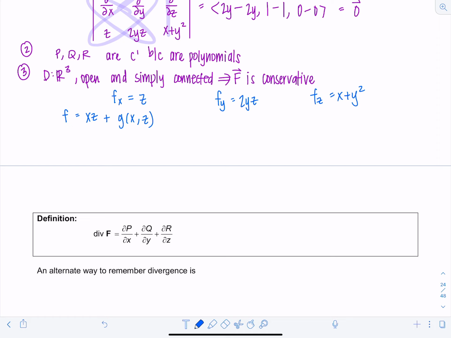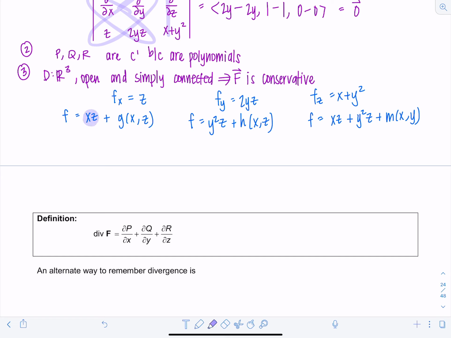Similarly, I'm going to anti-differentiate the next component with respect to y. So my potential function would have the form y squared z plus some h of just x and z. And then lastly, I'm going to anti-differentiate with respect to z. So the potential function would have the form xz plus y squared z plus some other function, let's call it m of x and y. So I'm going to put it all together.